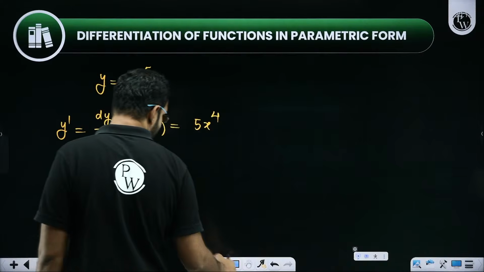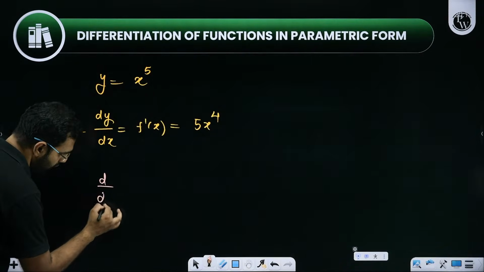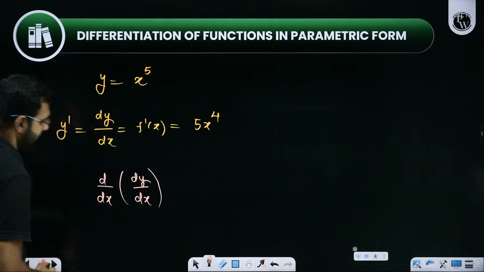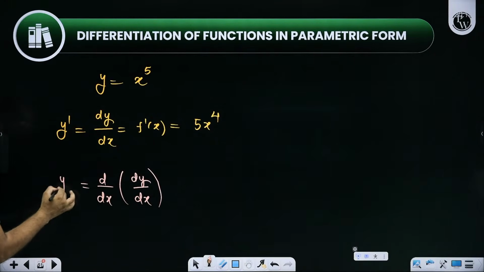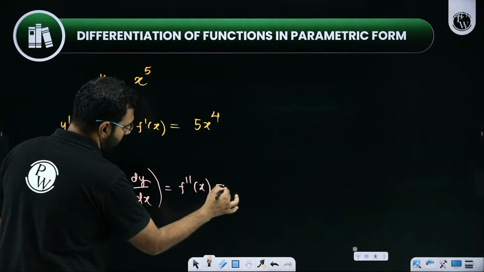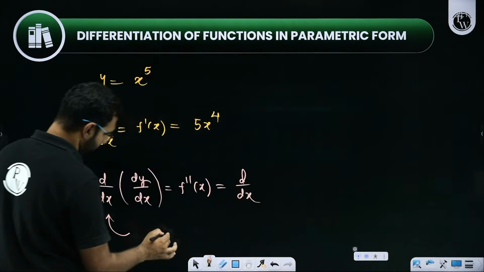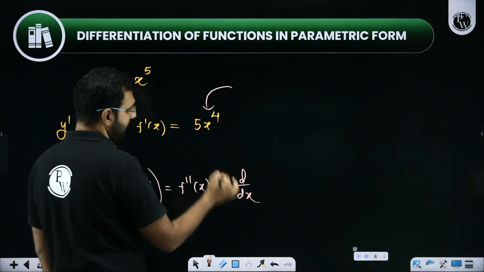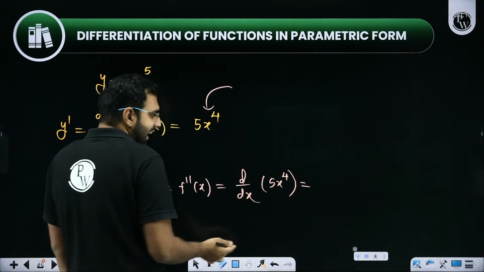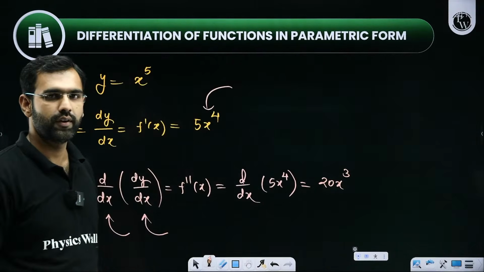Now, if I redifferentiate it, which means I want d by dx of dy by dx, in mathematics we can call it y double dash, or f double dash x also. So what do we want, sir? We want d by dx of dy by dx. What was dy by dx? It was 5x to the power 4. So it is 5 into 4, 20x cube. So are you understanding higher order derivatives?